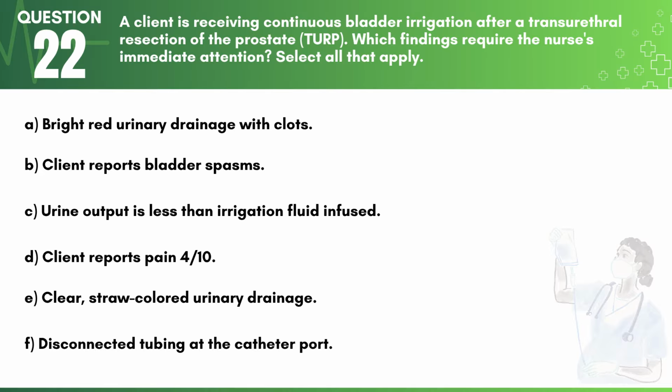Question 22. A client is receiving continuous bladder irrigation after a transurethral resection of the prostate, TURP. Which findings require the nurse's immediate attention? Select all that apply. A. Bright red urinary drainage with clots. B. Client reports bladder spasms. C. Urine output is less than irrigation fluid infused. D. Client reports pain 4/10. E. Clear, straw-colored urinary drainage. F. Disconnected tubing at the catheter port.